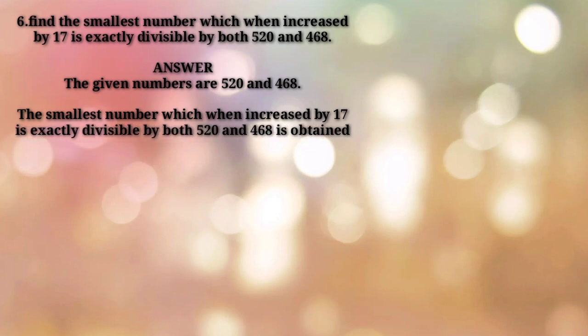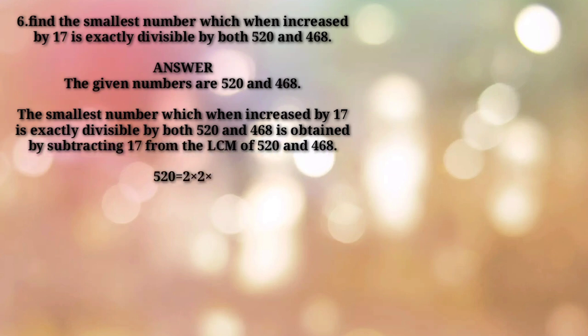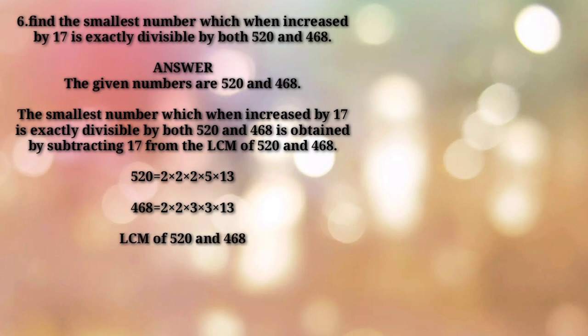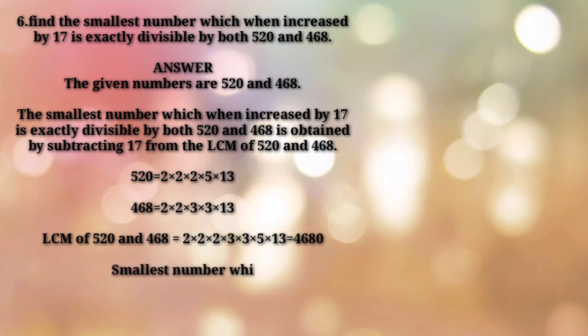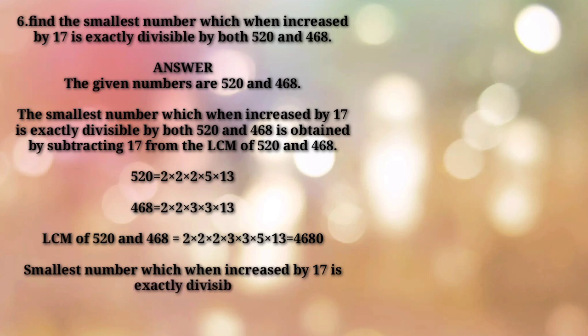It means students, we will find out that number and then subtract 17 from that number, and you will get your final result. So students, here you will have to find out the smallest number, means obviously you are going to find out the LCM of 520 and 468. So whenever you are finding the LCM of any numbers, write down the prime factorization of that number. So prime factorization of 520 is 2 into 2 into 5 into 13, and prime factorization of 468 is 2 into 2 into 3 into 3 into 13.